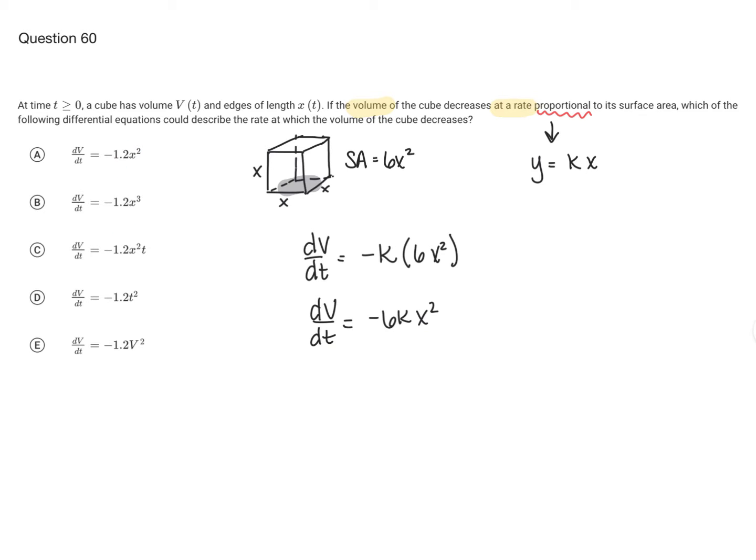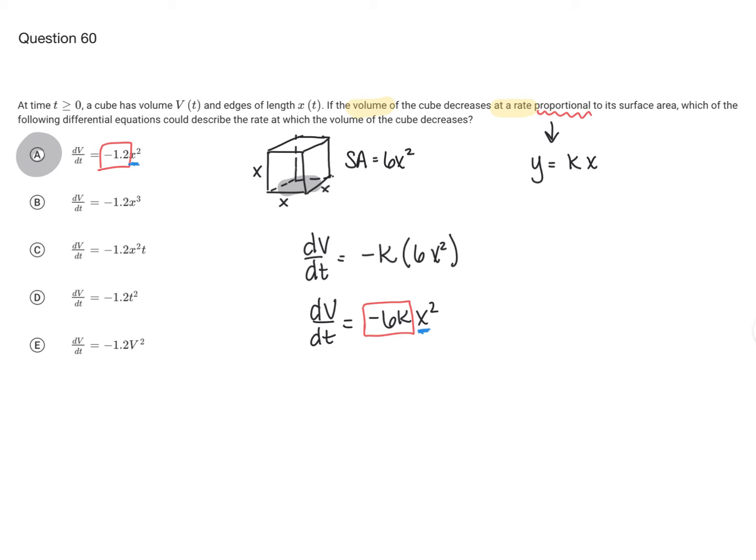But let's talk about that negative 1.2. We don't know in this problem what that constant of proportionality is. It just says which one could describe it. So what we're looking at when we talk about that proportionality is that this expression needs to be equivalent to this. Why? We don't know, and it's not really that important. We just know that negative 6k is equivalent to the negative 1.2. And then, of course, we have the x squared here and the x squared here. And so my answer choice on this one is A.